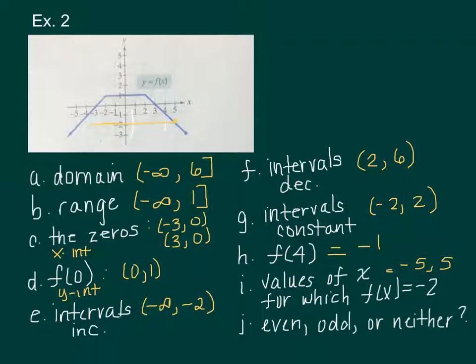And then the last thing we're going to determine is, is this function even, odd, or neither? Well, it can't be odd because it doesn't have origin symmetry. It almost has y-axis symmetry, but on this side it stops, and on this side it's going to negative infinity. That means that it is neither. And that concludes this section.